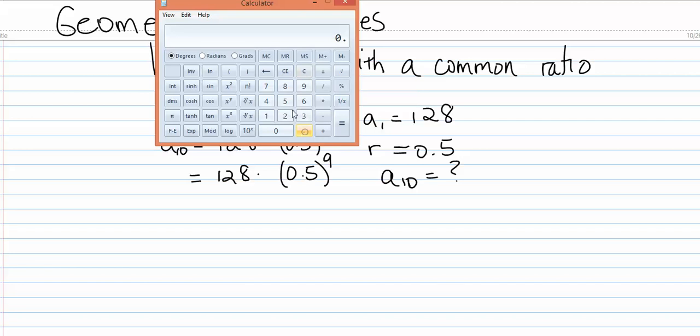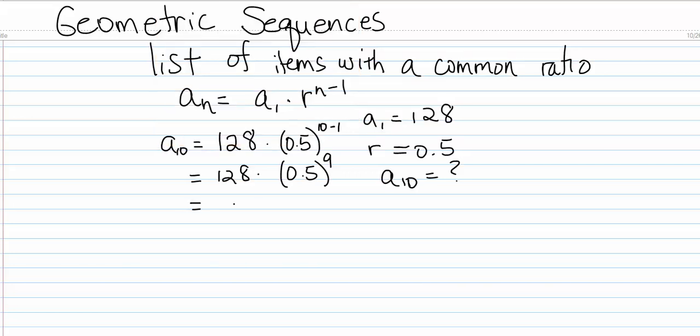0.5 is going to be raised to the 9th power. It's a really small number, and then we're going to multiply it by 128. Whoops, I think I multiplied it by 18. There we go. Got to make sure we get all those numbers. So the 10th number in the list is 0.25. Cutting the values in half every time.